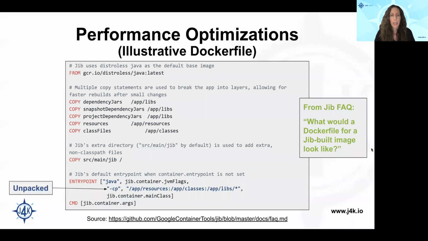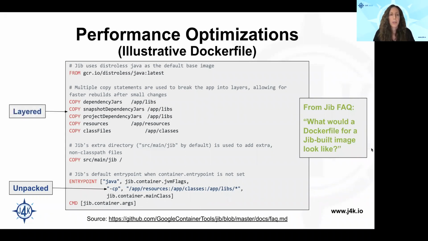For one thing, you can see that when Jib produces the image, it's placing the Java application files in it in an unpacked manner, right? There's no jar file. The benefit of this is that it's about a 30%, I think, speed improvement to start up a Java application that is exploded versus one that's a jar or a WAR file. So Jib automatically explodes the files in your Java application.